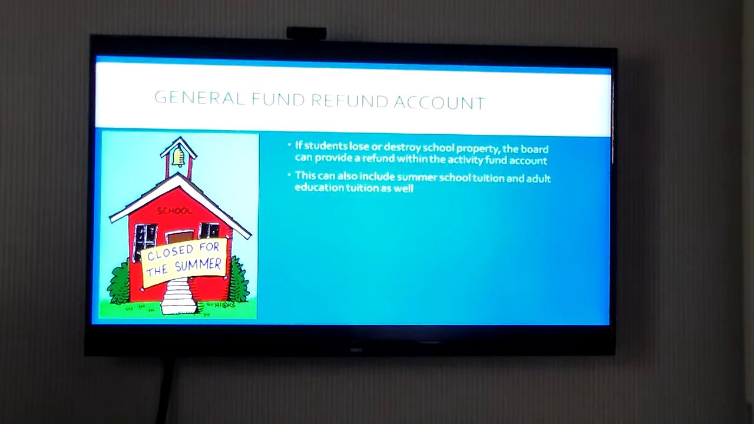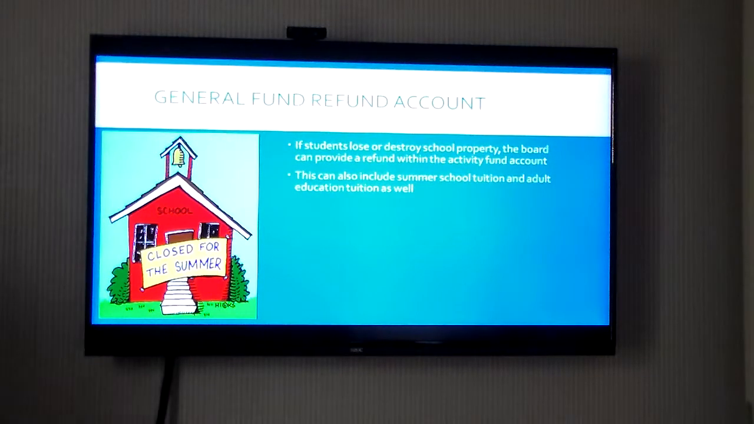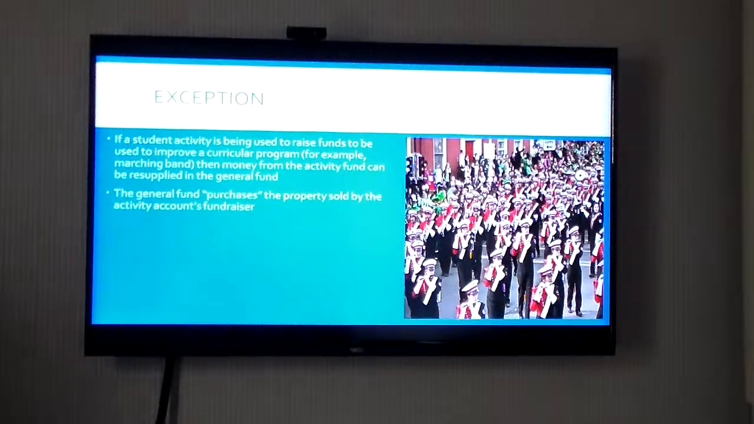So if a student destroys school property, the board can access the activity fund account and use that to replace it. And that can be done for summer school tuition and adult education as well. So if it comes out of a student's responsibility, that can be refunded within the activity fund account and replaced there as well.